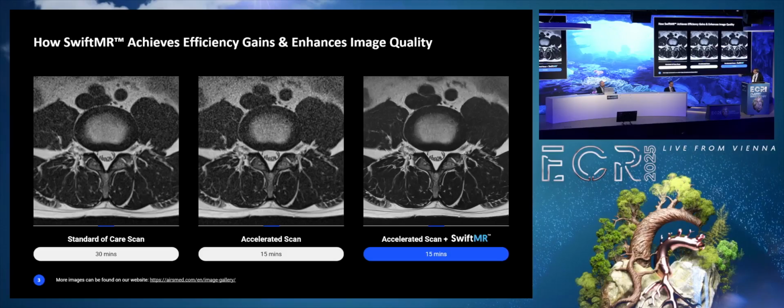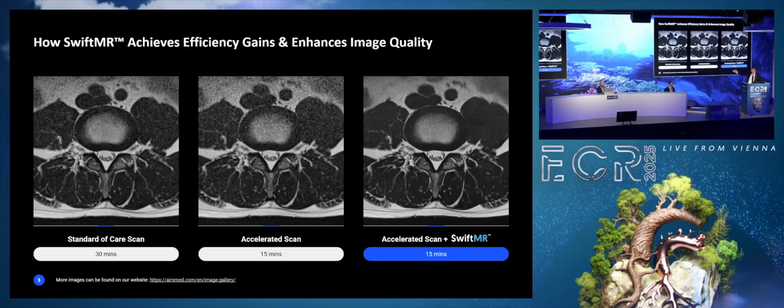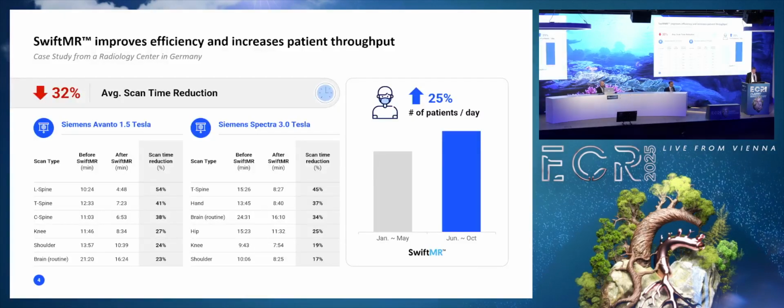So on the scanner, we can accelerate the scan with a reduced SNR, and then we bring it to our cloud and produce what we believe is the best image quality within the market. You have efficiency gains on your scanner, and at the same time a better image quality, which can benefit all the radiology staff members.